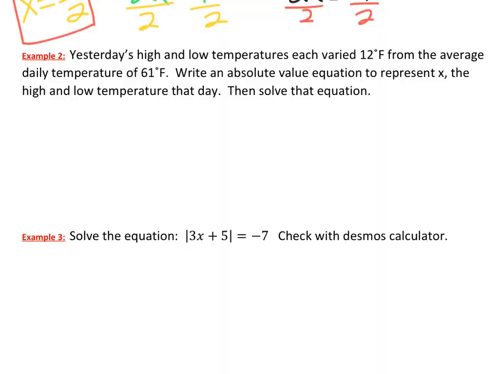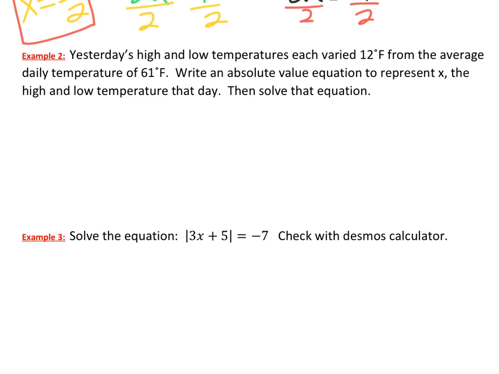The second problem we have here is a word problem. Example 2: yesterday's high and low temperatures each varied 12 degrees Fahrenheit from the average daily temperature of 61 degrees Fahrenheit. Write an absolute value equation to represent x, the high and low temperatures that day. Then solve the equation.